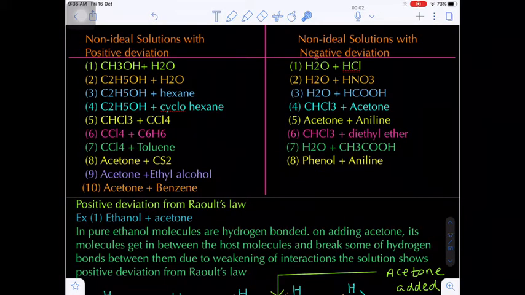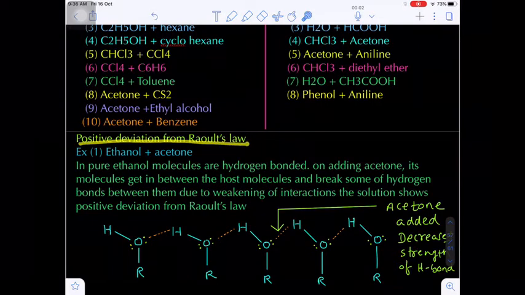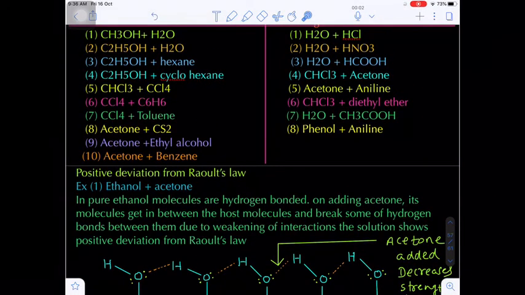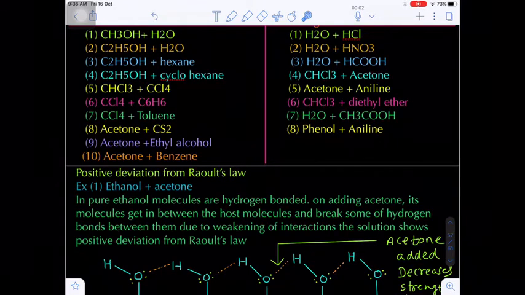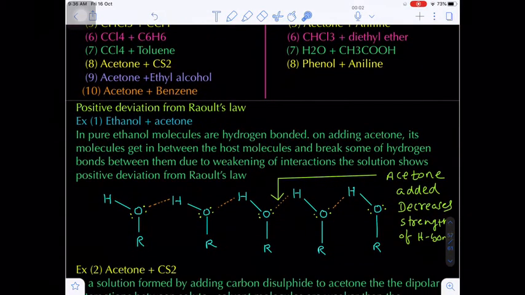So how to remember these examples? Okay, I will tell you by taking one example on the left side and right side. Let's suppose I am taking which deviation? Positive deviation from Raoult's law. Let's suppose the best example here we are considering is ethyl alcohol and acetone. Ethyl alcohol and acetone. So this is the ninth example I am taking.